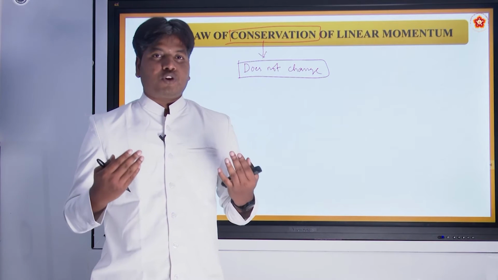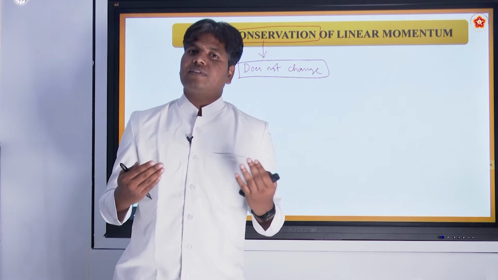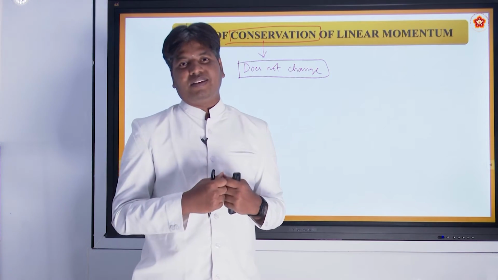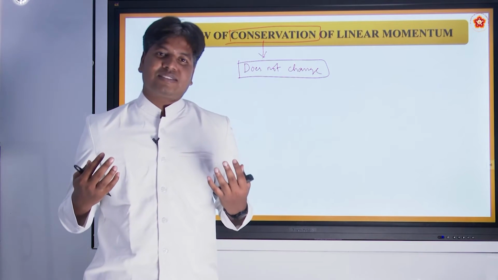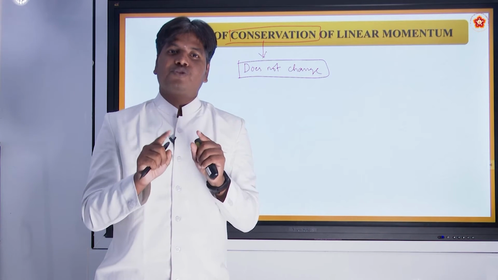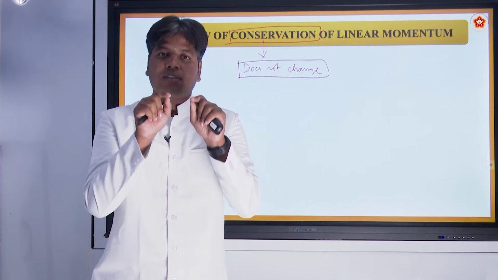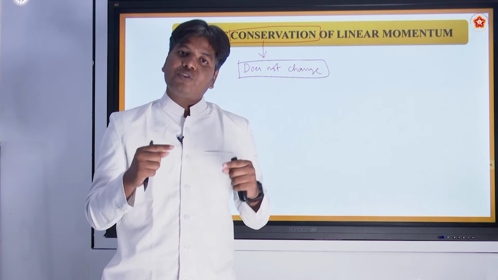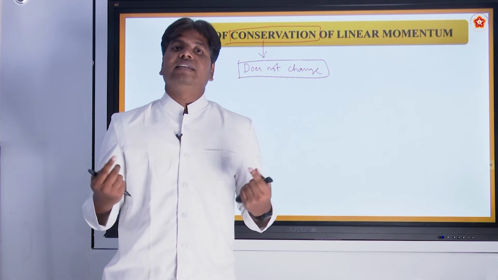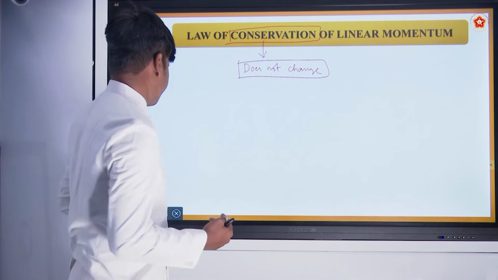That means I am talking about when the state of system should not change. When can the state of the system not change? If it is an isolated system. What do you mean by isolated system? That means the external forces on the system should be zero. There should be no influence of the external force on that system. Then you can have the conservation of the linear momentum. This is qualitatively we have deduced. Let us see quantitatively.